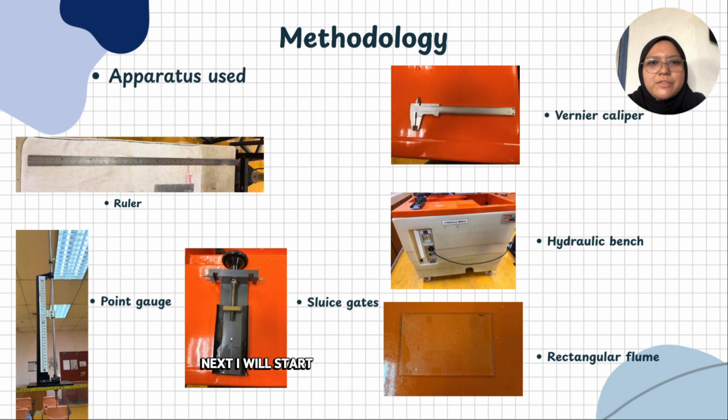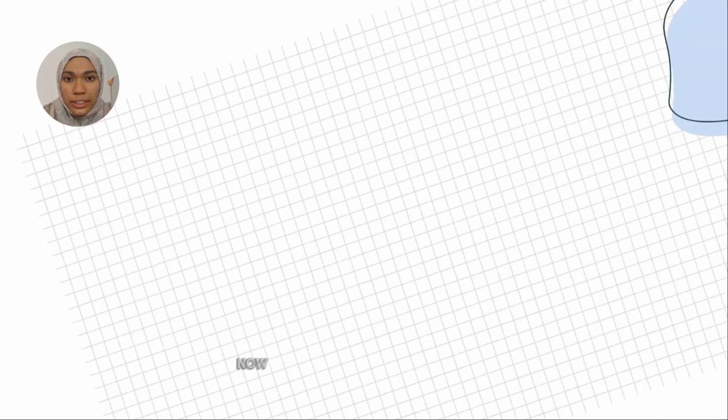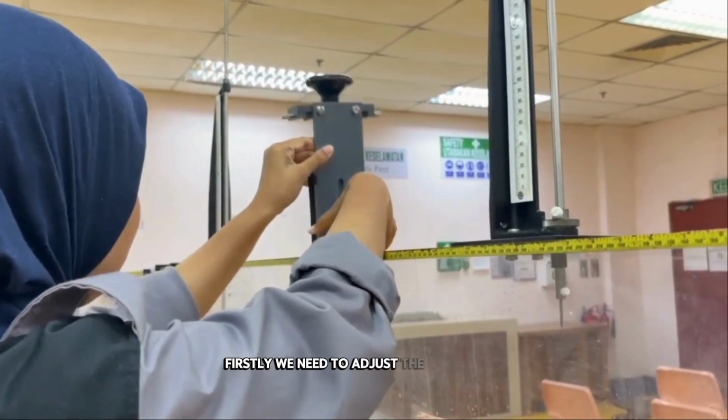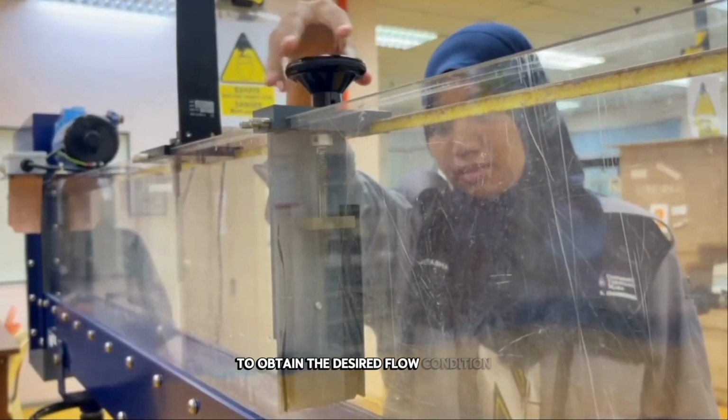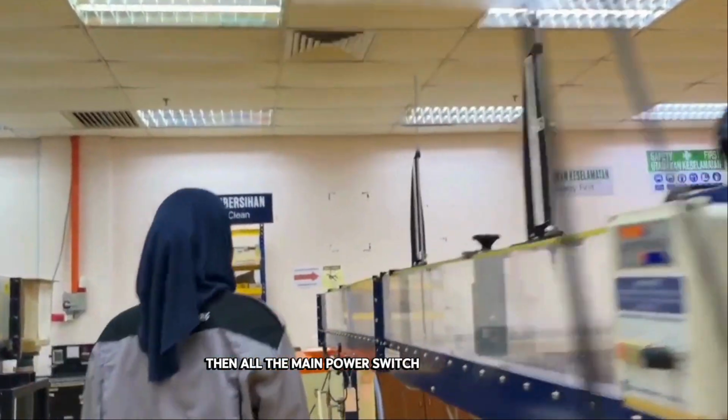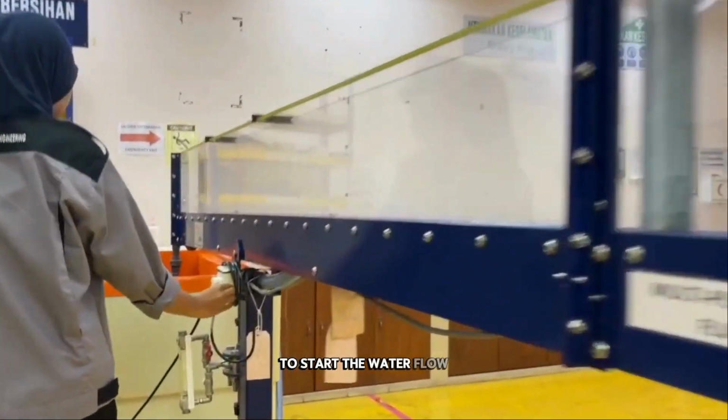Next, I will start with the methodology. This is the apparatus that I used for this experiment. Now, I will explain how the hydraulic jump experiment was carried out. Firstly, we need to adjust the sluice gate to obtain the desired flow condition before taking the measurement. Then, the main power switch was turned on to start the water flow.